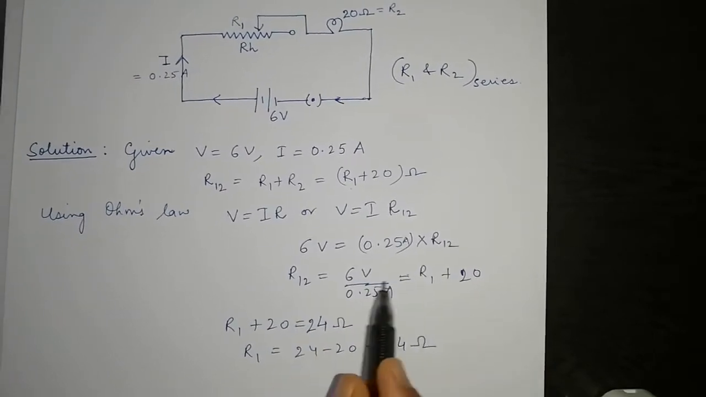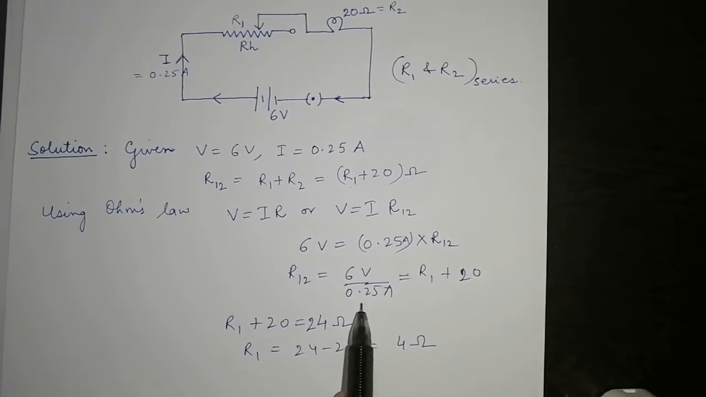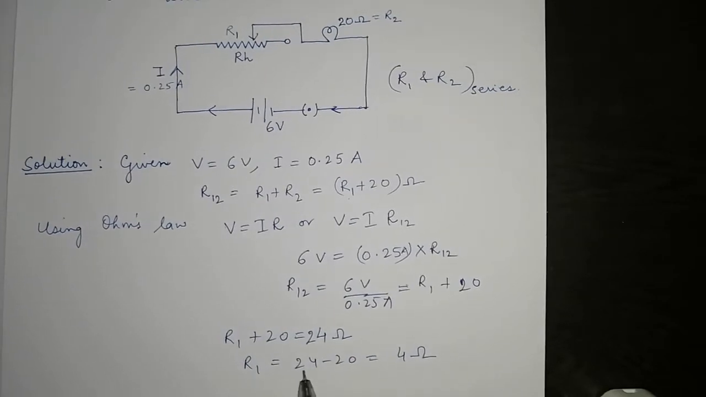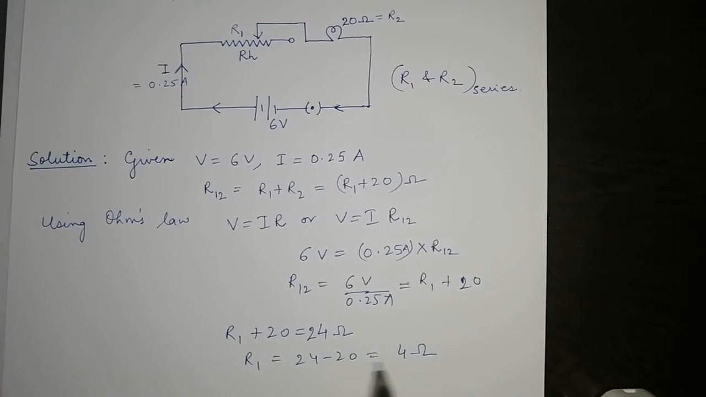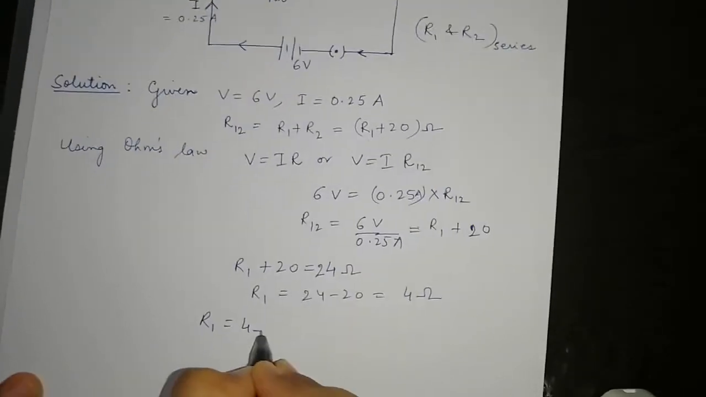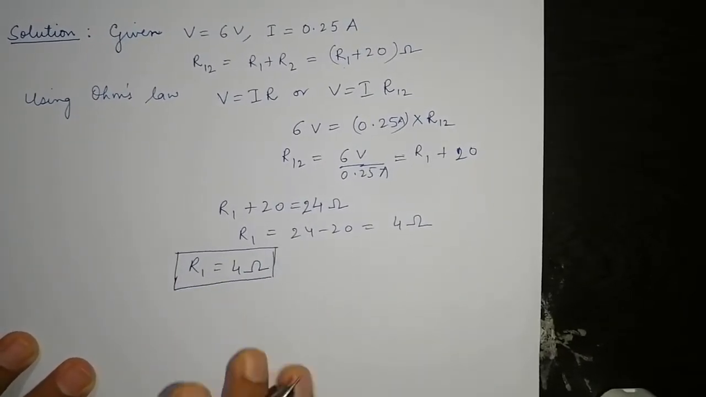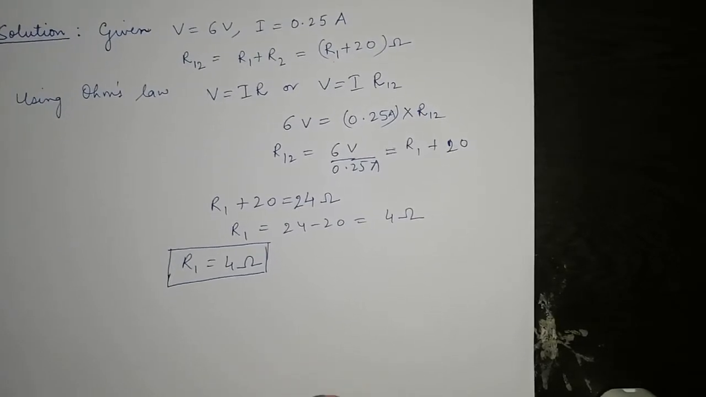Okay, so you see here that R12 is equal to R1 plus 20, and then we have 6 divided by 0.25. 6 divided by 0.25 is 24. So R1 plus 20 is equal to 24 ohm. R1 is equal to 24 minus 20, that is 4 ohm, and this is our answer. So R1 is equal to 4 ohm. This is the desired answer. I hope this is clear to all. Now we'll consider another example.